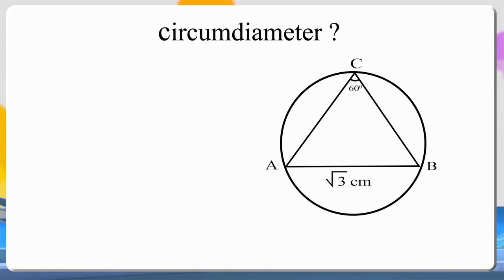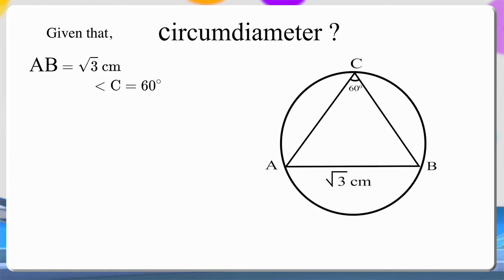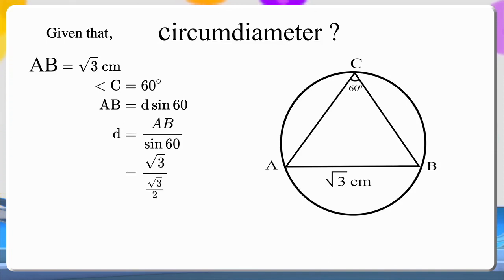Let's go for another question. Find the circumdiameter of the given triangle. Given that AB equals root 3 centimeter and angle C equals 60 degrees. As per the equation, d sin 60 equals AB. Here we have to find the diameter. So, take sin 60 to the other side. Thus, we get d equals AB by sin 60, which equals root 3 divided by root 3 by 2. Here we have to take the reciprocal. So, we will get root 3 into 2 by root 3. Root 3 and root 3 can be cancelled. So, we get diameter equals 2 cm.